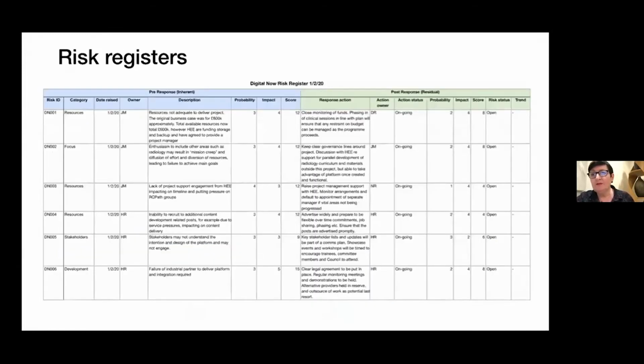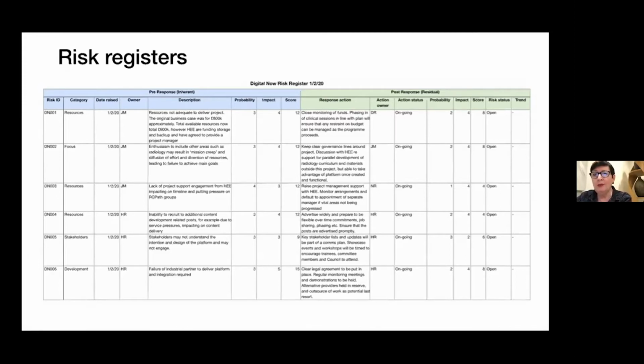The other thing is a risk register. For most projects and programmes of work, you will be required to do a risk register. A risk register usually has a number on the left-hand side. It might have a category, which might be concentrating on resources or stakeholders or development in this case. And this is the risk register for the Digital Now programme, which is the digital pathology learning platform that we're putting in at the college. This is an old version, not the current version, but I happen to have it handy, so I used it as an example.